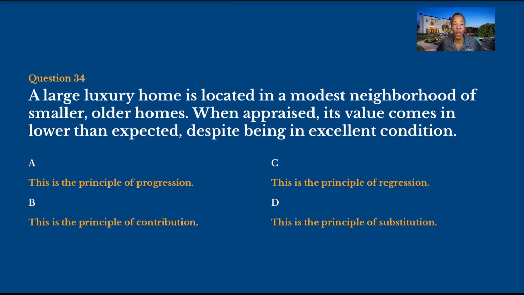34. A large luxury home is located in a modest neighborhood of smaller, older homes. When appraised, its value comes in lower than expected despite being in excellent condition. A, this is the principle of progression. B, this is the principle of contribution. C, this is the principle of regression. And D, this is the principle of substitution. Well, pretty easy definition. Big home, modest neighborhood. You guys are bringing my property value down. C, this is the principle of regression.